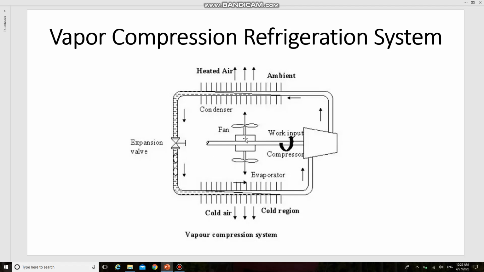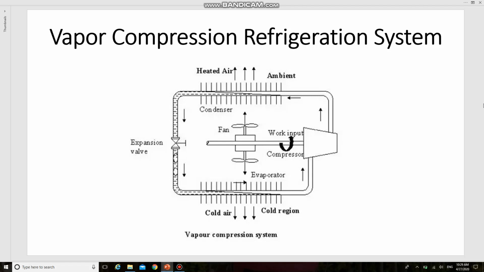The system requires input in the form of mechanical work, and it extracts heat from a cold space and rejects heat to a high temperature heat sink. A refrigeration system can also be used as a heat pump, in which the useful output is the high temperature heat rejected at the condenser.